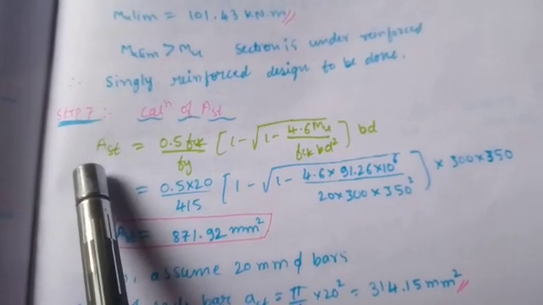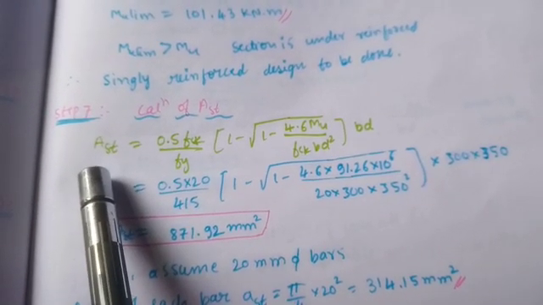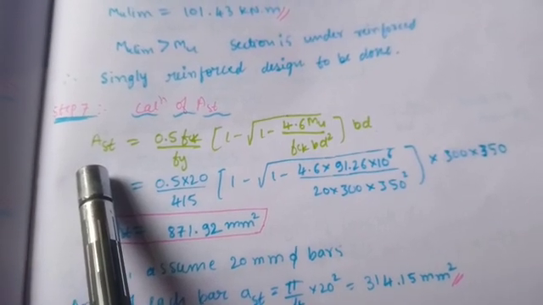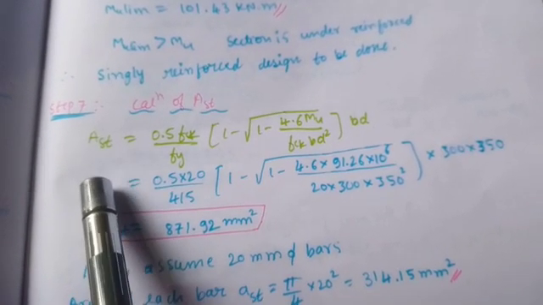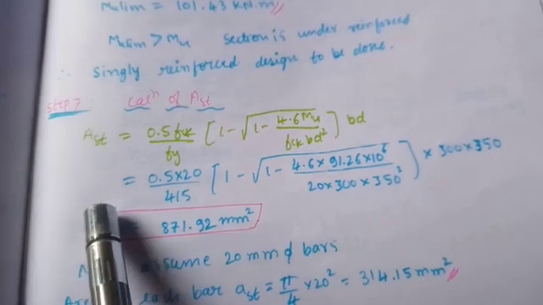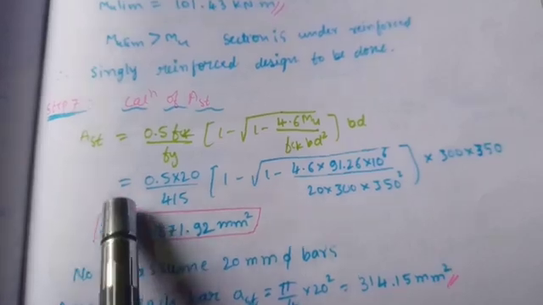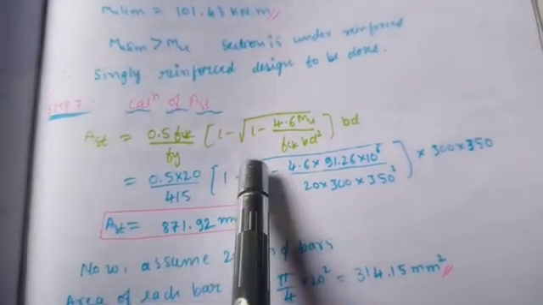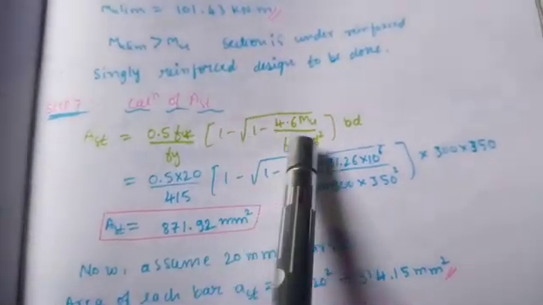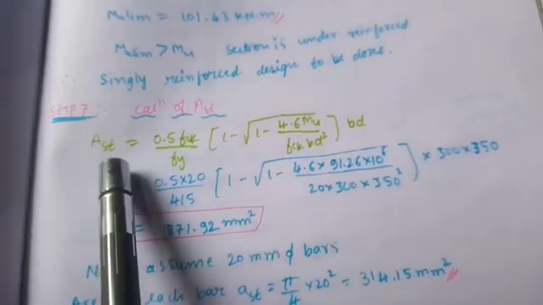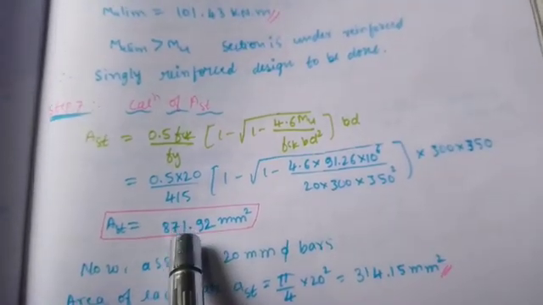For calculation of the AST we have two methods. One is the quadratic equation method, using the formula given in your code book on page number 96. If you don't want to go for the quadratic equation method, you can simply remember this formula and calculate the AST. Both answers will be the same.